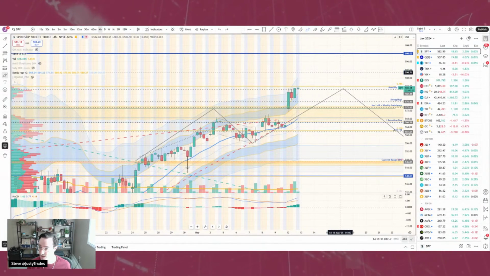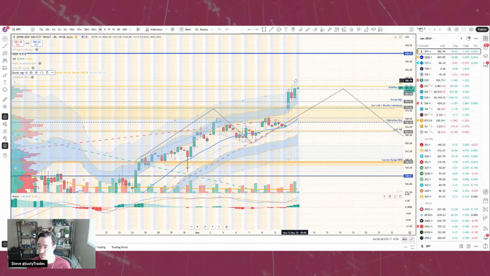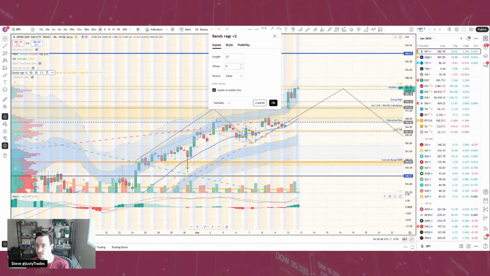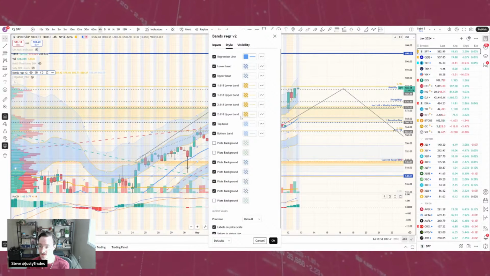And I will share my exact settings in case the defaults are different, because I think these are quite important levels here. Let me double check and make sure. Yeah, so the length is 23, the offset is 9. I'm pretty sure those are standard, but just in case. And then we are using these 1.62 and these 2.62 bands.